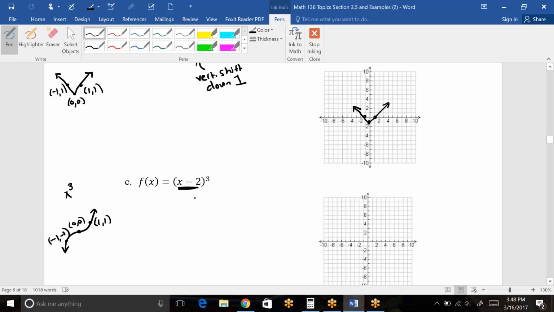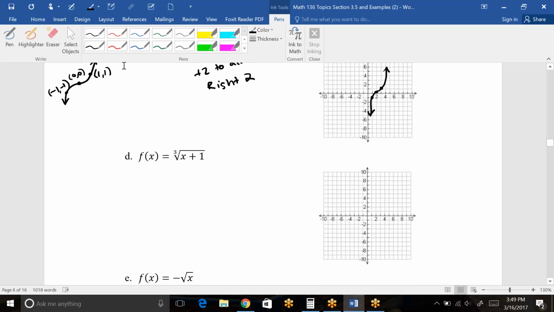Now anytime you have something inside, it's going to affect x, and it does the opposite to what you think. So since this is a minus 2, I'm actually going to add 2 to all x's, which means we're going to be moving right 2. So negative 1, move right 2. 0, 0, move right 2. 1, 1, move right 2. Notice same shape, shifted 2 to the right.